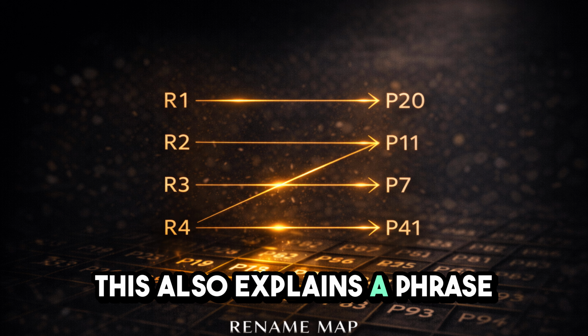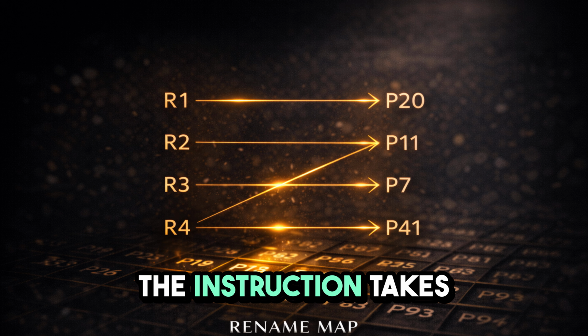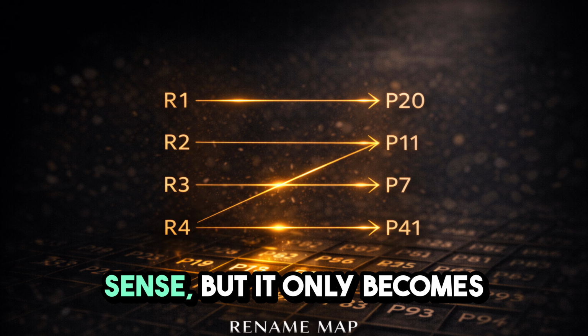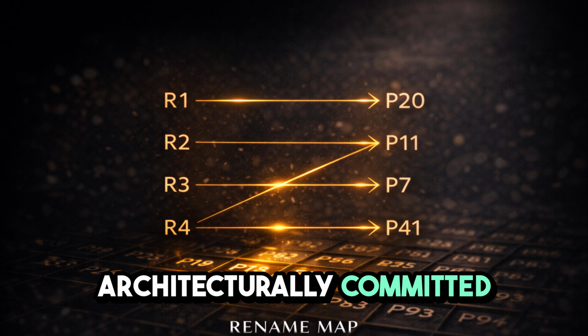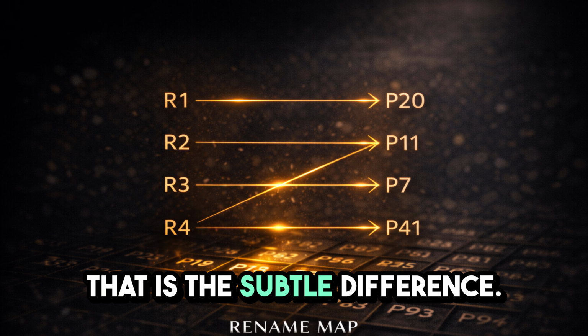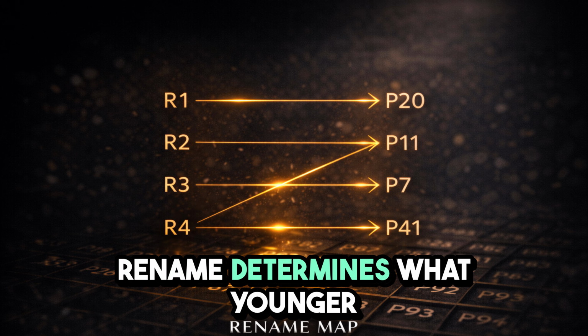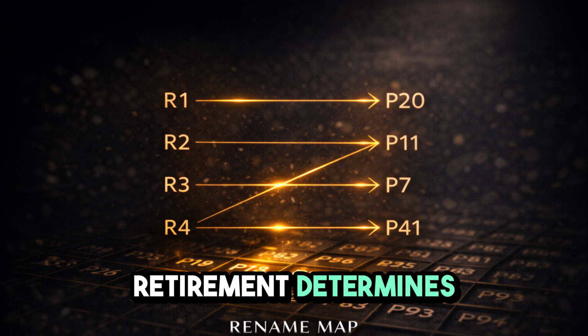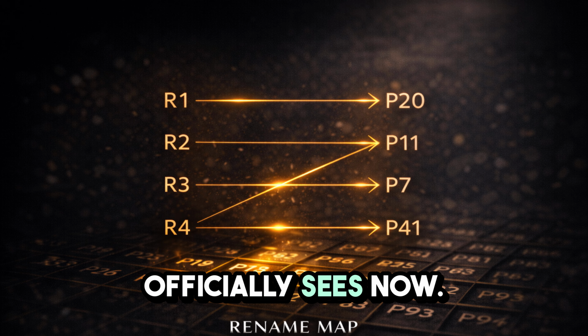This also explains a phrase people often use: the instruction takes ownership of the architectural register at rename in the speculative sense, but it only becomes architecturally committed at retirement. That is the subtle difference. Rename determines what younger speculative instructions see. Retirement determines what the architecture officially sees.